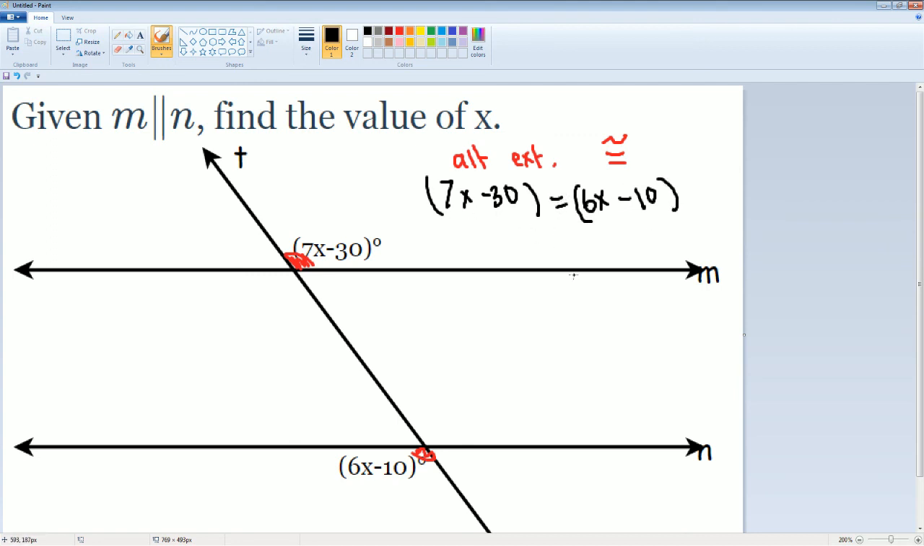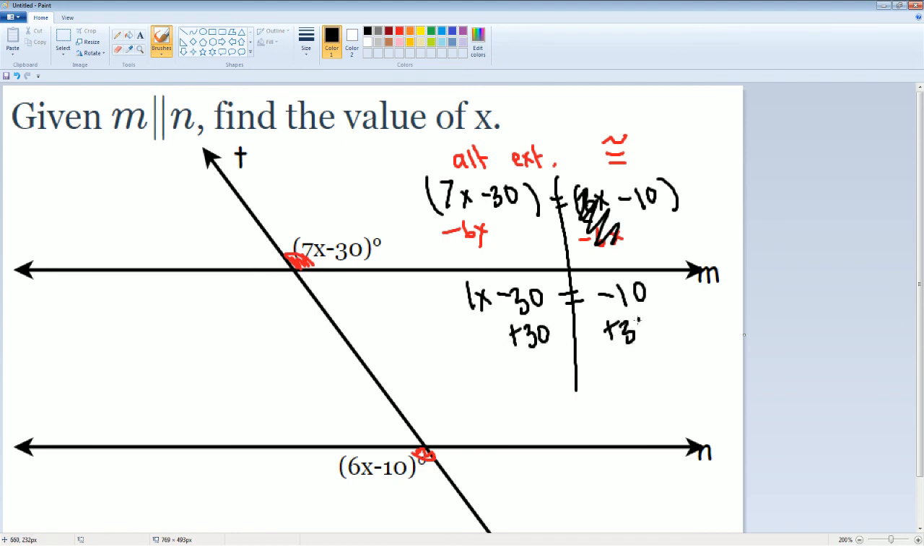Now, we could solve for this. So in this case, I'm going to subtract 6x from both sides. I'm going to draw the line straight down here to separate it. We saw that this becomes 1x minus 30 is equal to negative 10. We just bring everything straight down. This canceled. Plus 30 to both sides. This cancels out. You get 1x is equal to, what's 30 plus negative 10? Gets you 20. So we would say x is equal to 20.